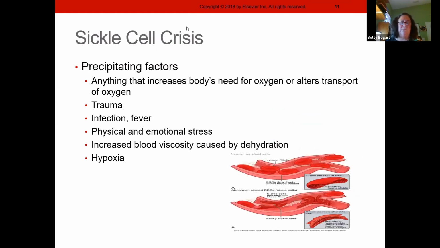So sickle cell crisis, why do we get them? Well, sometimes it's emotional, it's stress. That's the big one in any of these immunosuppressed conditions. Let's say that you have to do a lot more with your body and you're pushing it hard and increasing that need for oxygen, that can cause it also. Infection, fever, and then dehydration is a big one with this. And then, of course, the hypoxemia, which again is due to low hemoglobin and hematocrits.